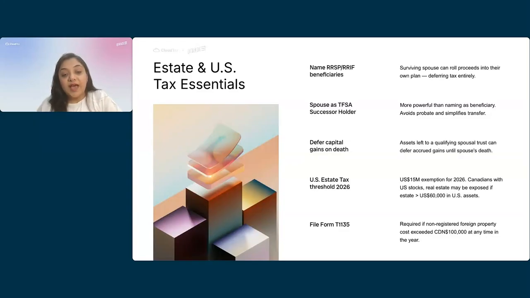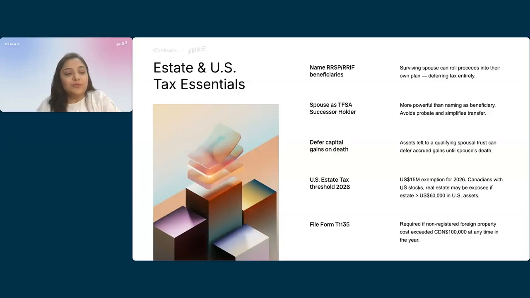If your US situated assets exceed $60,000, you may need to file a US state return using IRS Form 706 NA. And remember, filing does not mean paying taxes, it just means you're required to report. So while the filing threshold is $60,000, the actual tax exemption is much higher, around 13 million or $15 million. But here's the catch. You don't get this exemption automatically. You must file the return to claim it.